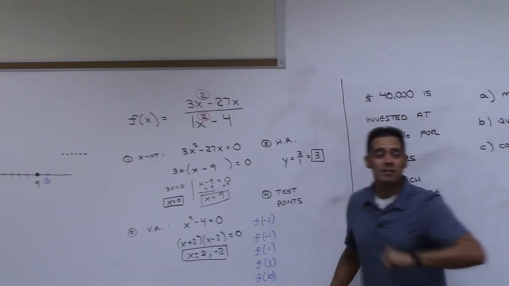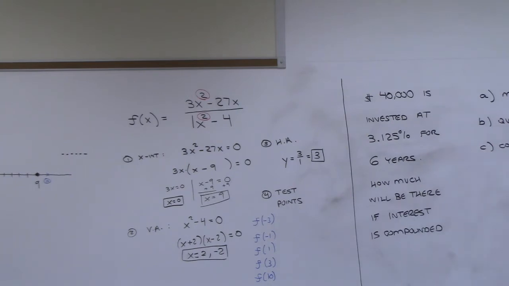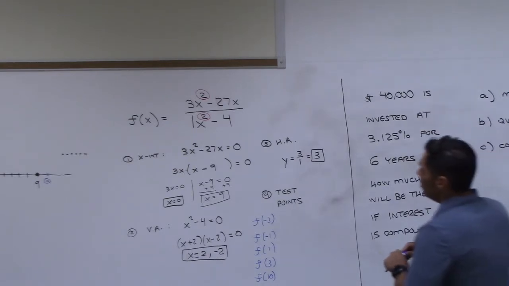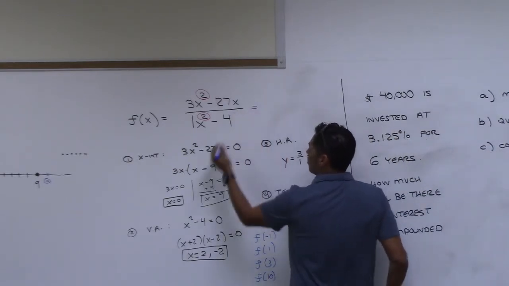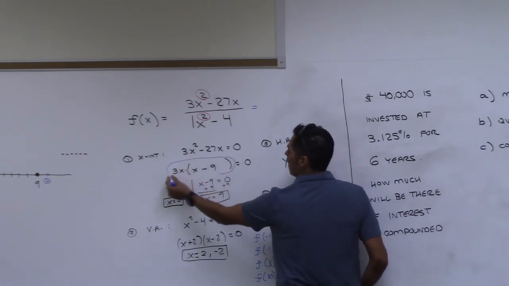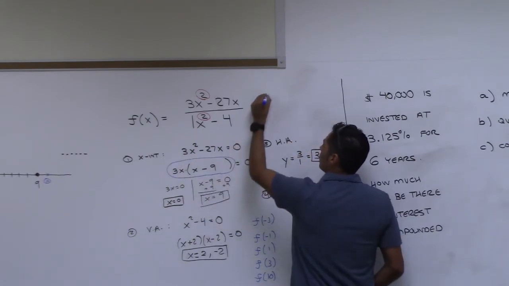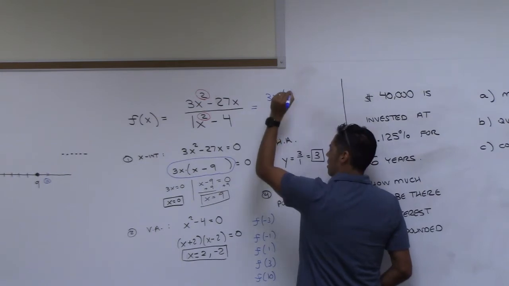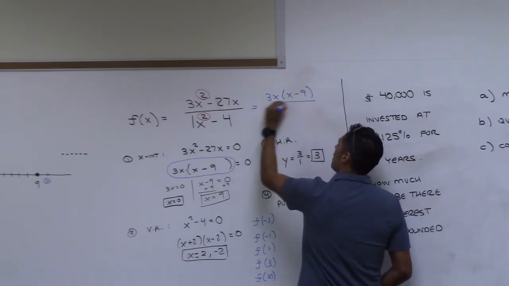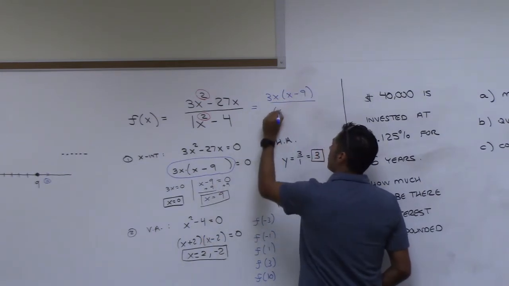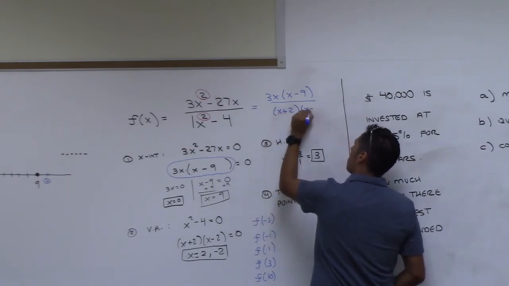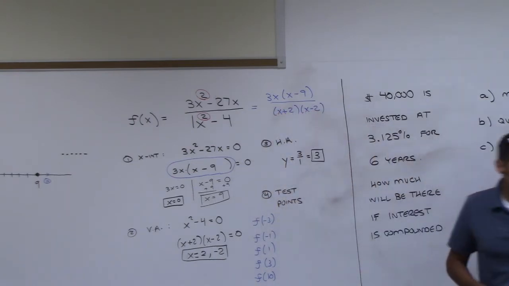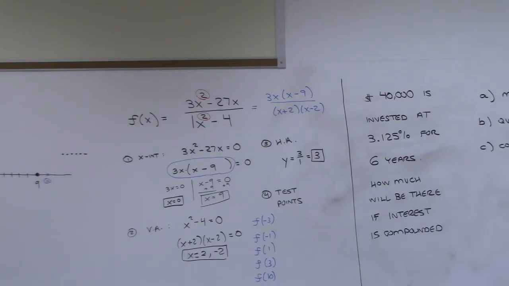I'm going to give you all a hint. I'm going to give you all a shortcut, but you may or may not like it. Do you remember on this function we factored the top already? Remember that step? So I could rewrite that as 3x and then x plus, minus 9, right? Now on the bottom we did difference of squares, so we knew that was x plus 2, x minus 2. Now this is going to seem weird. I'm telling you it's a shortcut, but if you don't like it, you don't like it.